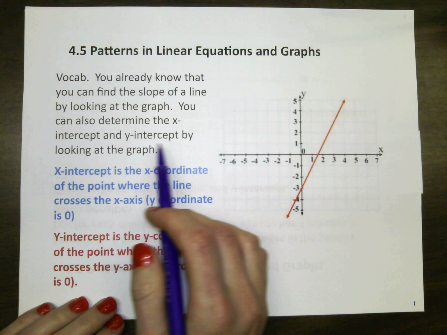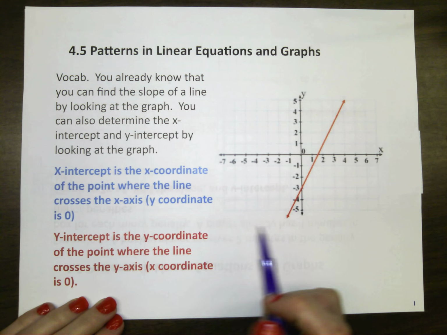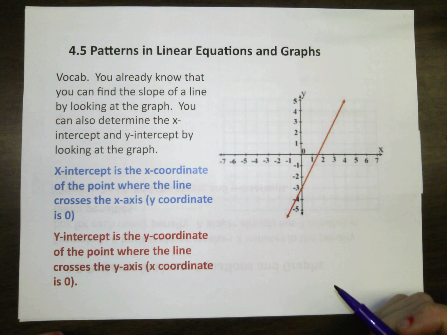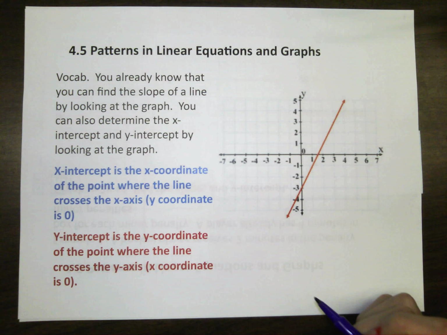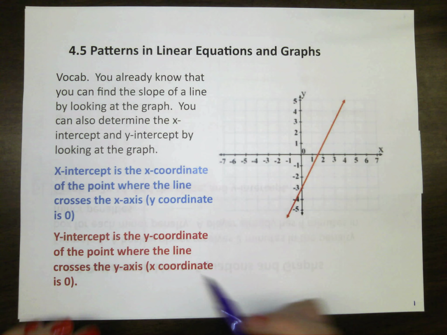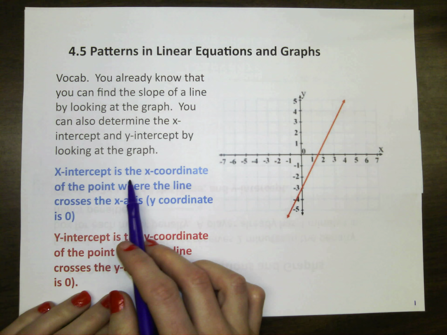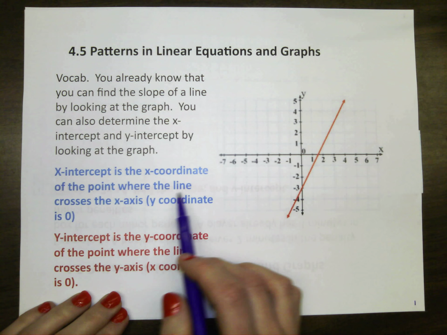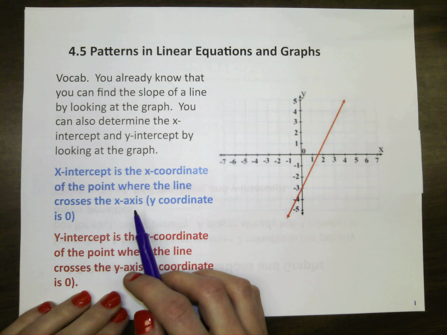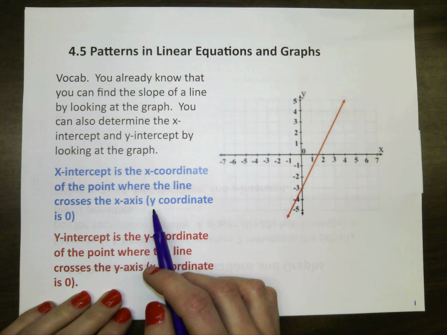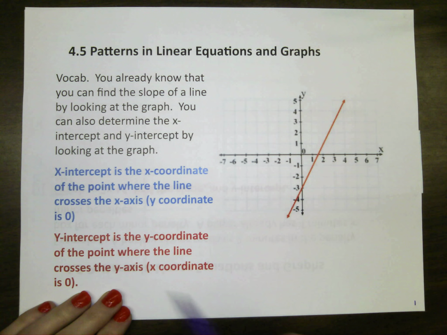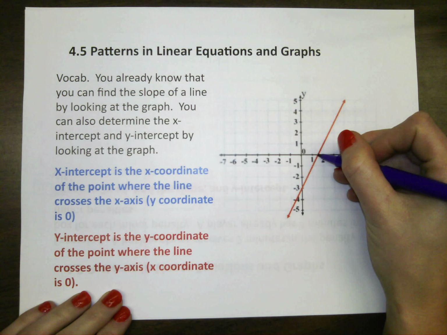You can also determine the x-intercept and y-intercept by looking at a graph. So we know we can find the slope. Now we can do the intercepts. Now first, we have to know what is the x-intercept. Well, the x-intercept is the coordinate of the point where the line crosses the x-axis. Or you can also think of it as where the y-coordinate is 0.